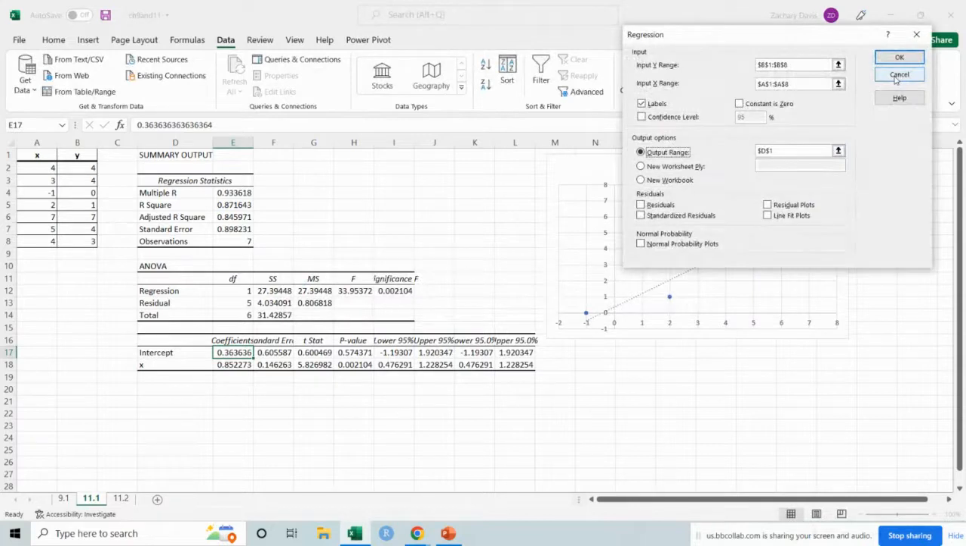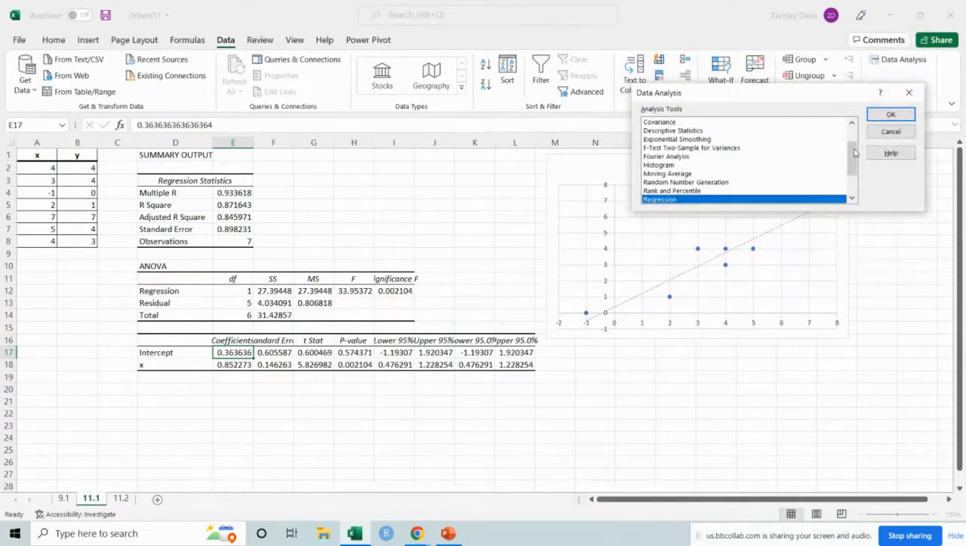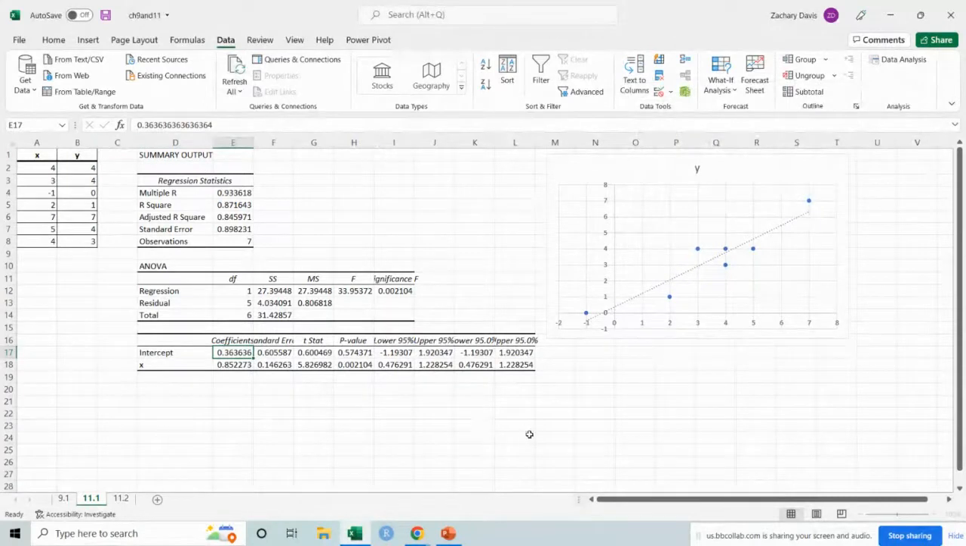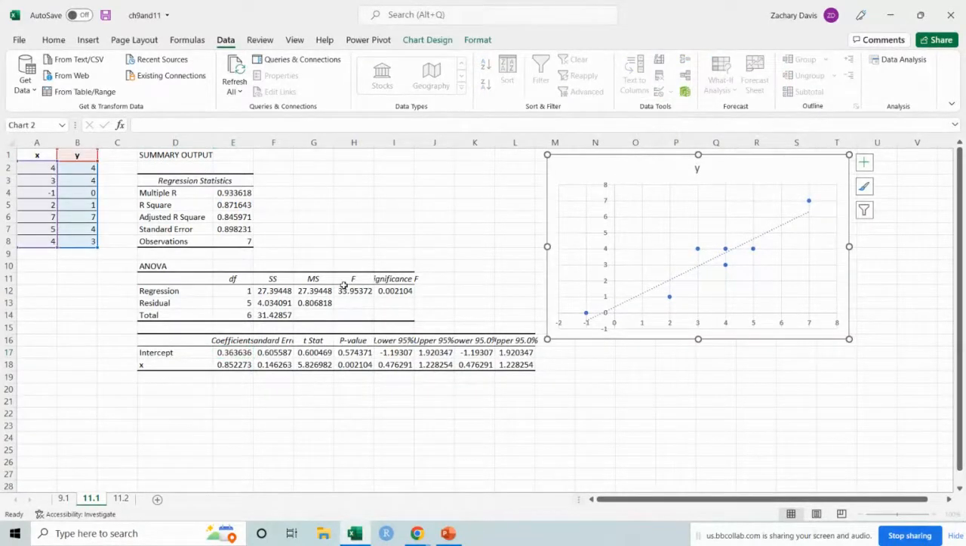So I already outputted the results, but that's how you get the results. So when you do that, it should display this value.